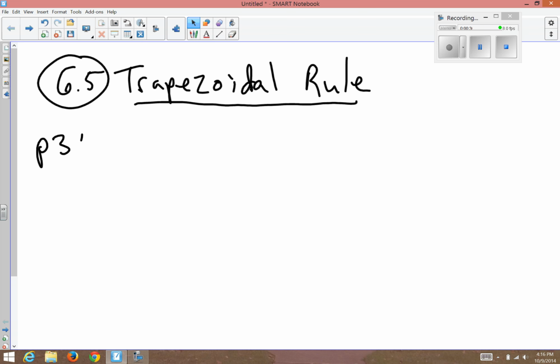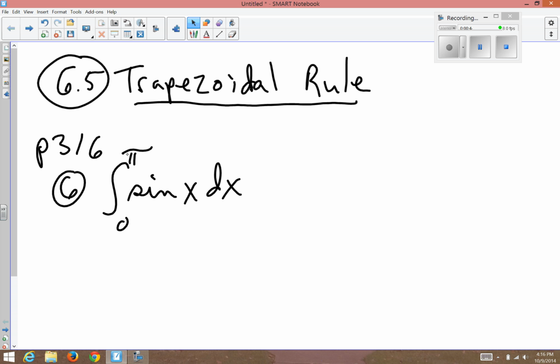Page 316, Exercise 6, the integral of sine x dx from 0 to pi. In exercises 1 through 6, Part A: use the trapezoidal rule with n equal to 4 to approximate the value of the integral. That's Part A. We'll do that, and then we'll read parts B and C.